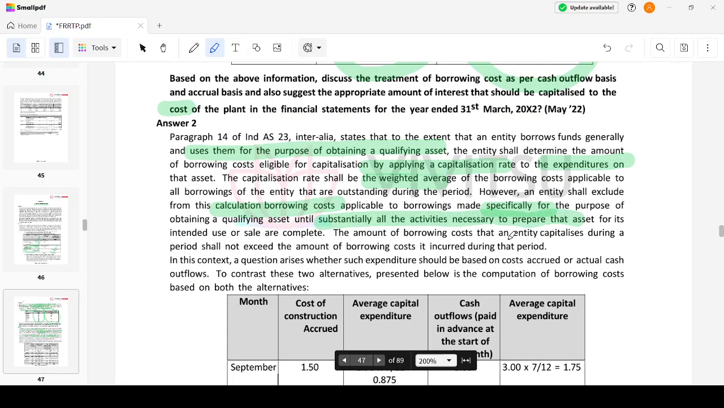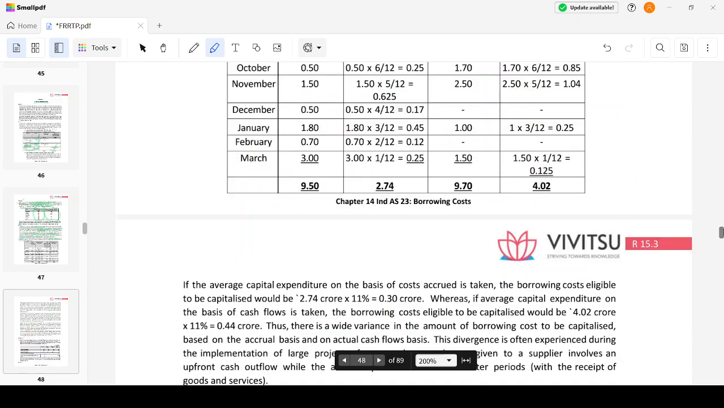The amount of borrowing cost the entity capitalizes during the period shall not exceed the amount of borrowing cost it is incurring during the particular period. In this context, whether such expenditure should be based on cost accrued or actual cost outflow. To contrast these two alternatives, presented below is the computation of the borrowing cost under both of these alternatives.